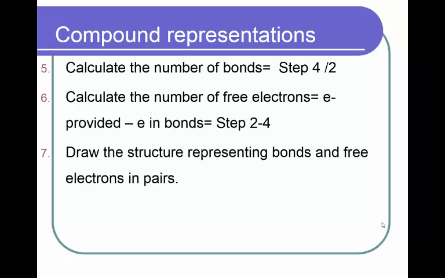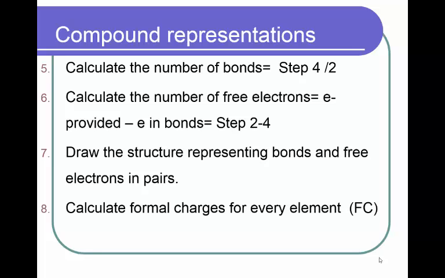Step number 7, you draw the structure representing the bonds and the free electrons, always in pairs. And finally, step number 8 is to calculate the formal charges for every element in the compound. Okay, so once you follow this procedure, you will be able to draw the structure for a covalent compound, the Lewis dot structure for a covalent compound. Is that right? Are you ready for the example?